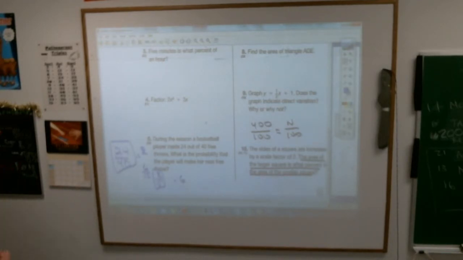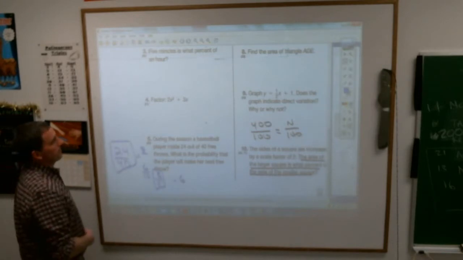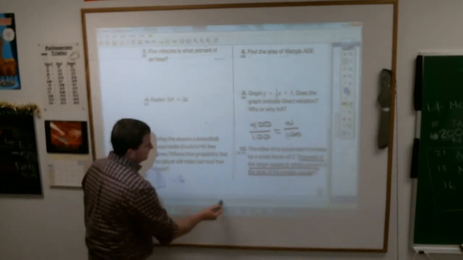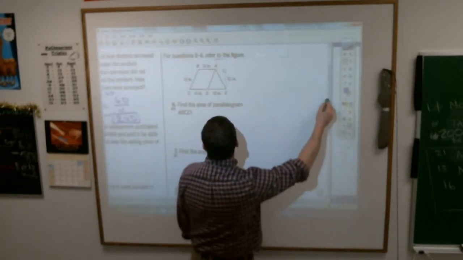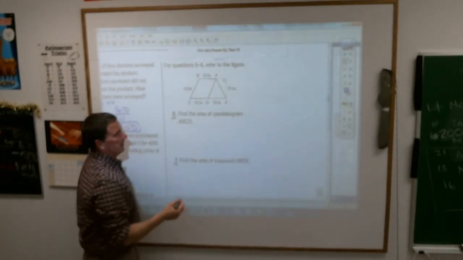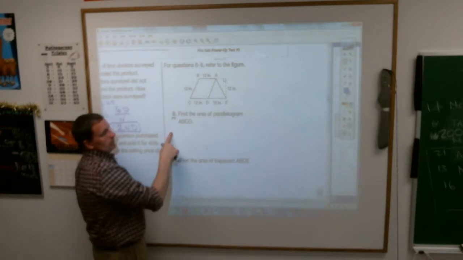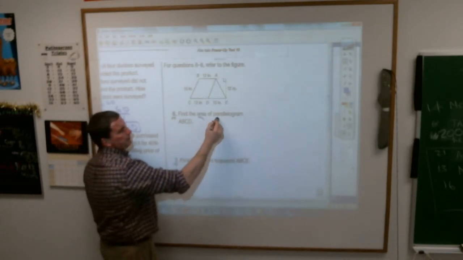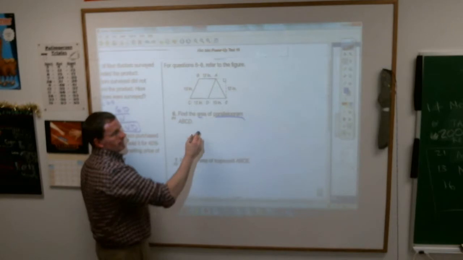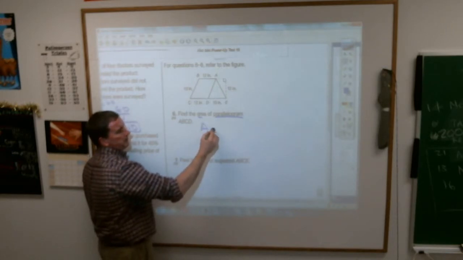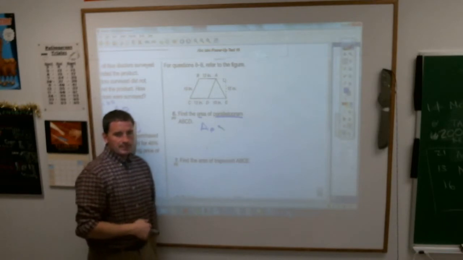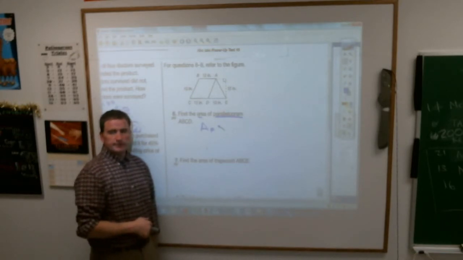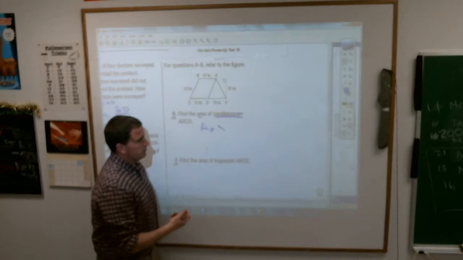Grace? I don't understand number 6 and 7. 6 and 7? And those would be things that you would have on your notes. Okay? First things first, area of a parallelogram. Area of a parallelogram, if you look in your notes, is simply what? Area of a parallelogram is just base times height.